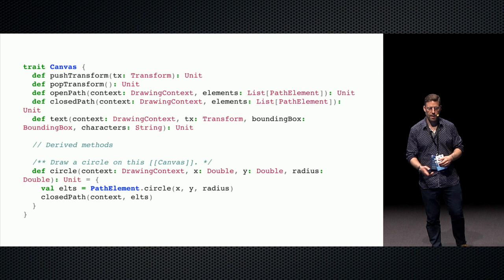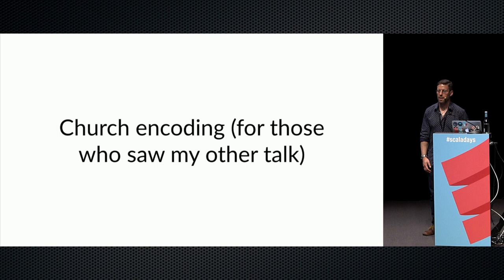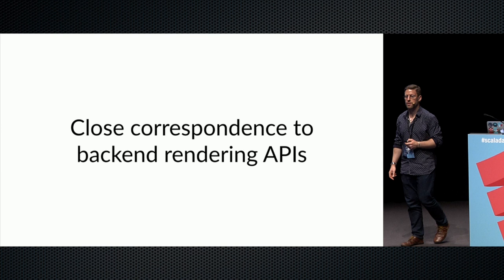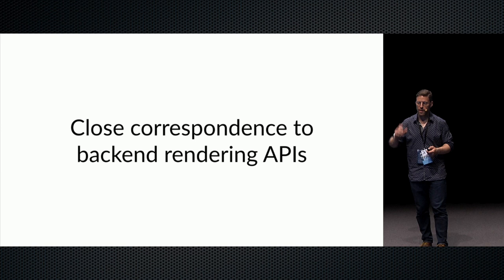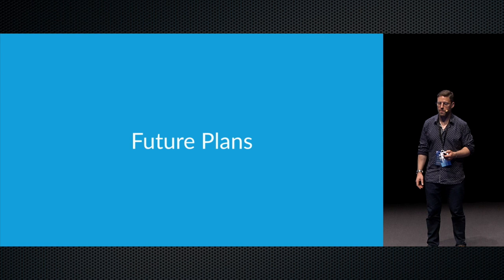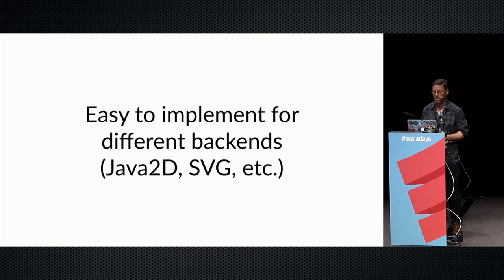So it's an imperative API. It is a church encoding, for anyone who's in my other talk, a church encoding of the final form that an image gets transformed into. It has a very close correspondence to the back-end rendering APIs. If you look at the Java 2D API, the HTML canvas or the SVG specification, they're fairly close to that sort of API. So it's quite easy to implement the different backends, which is nice. And of course, anyone who's in the talk about church encoding, this is the type of extensibility we want in OO style, so it's appropriate here.